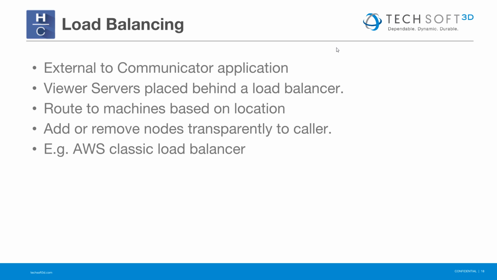And this allows you to add or remove nodes transparently to the caller. So you can respond to demand by adding more viewing servers, and in times where demand is not high, you can remove them, and the load balancer handles all that bookkeeping. So an example of this is the Amazon Web Services Classic Load Balancer. We also use the AWS Application Load Balancer as well, because it has improved support for WebSockets.